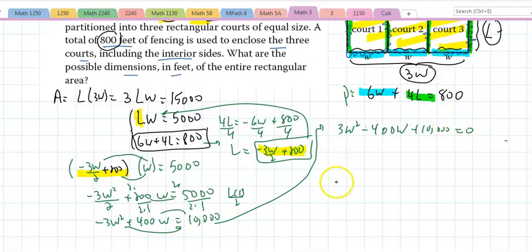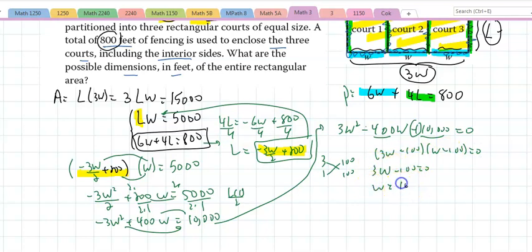And to factor this, I'm going to think of what? 3 and 1. Closest factors of 10,000, I'm going to say 100 and 100. I want them to add to get me 400. 300 plus 100 is 400. That works. 3w minus 100 and w minus 100 equals 0. So 3w minus 100 will equal 0. W will be 100 over 3, or w equal 100.